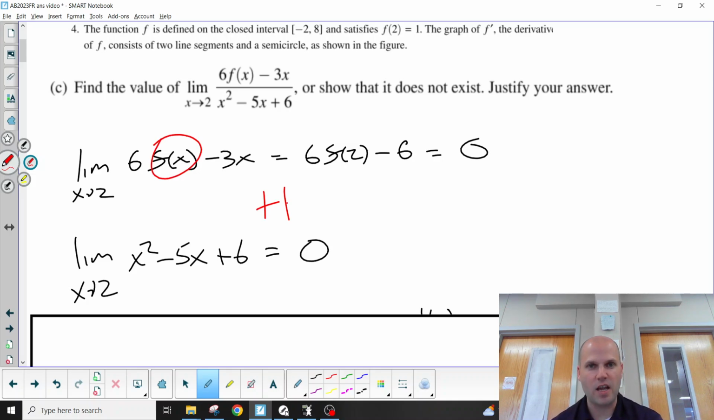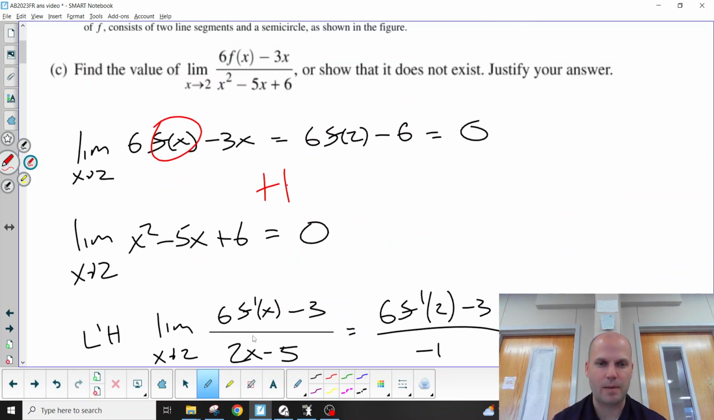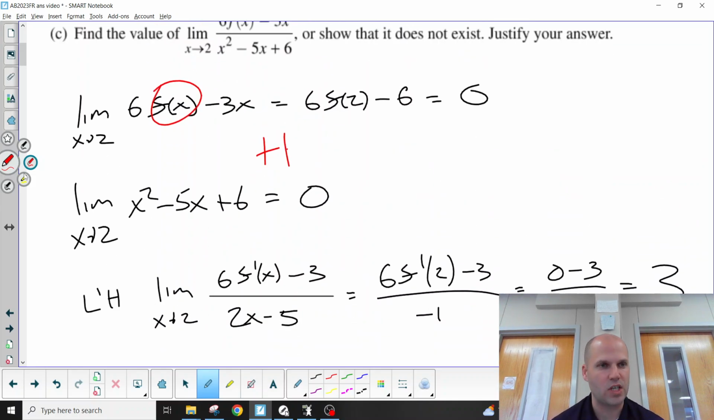It was easy to find. F of 2 is just 1, so you get 6 minus 6, and you just plug in 2, you get 0. Then, the next step, you take the derivative of the top and bottom separately. We're just looking at slopes of tangents. We're just zooming in on things. Make sure you have the limit notation here.